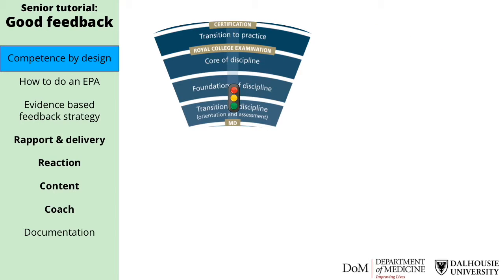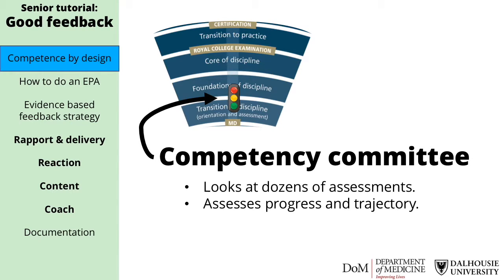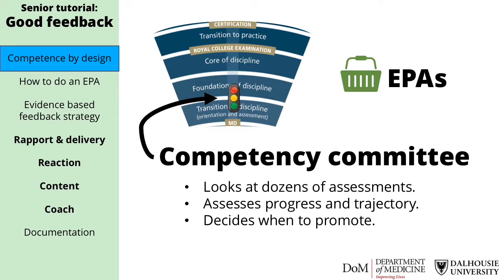So, who decides if residents progress? Well, to decide whether or not you go to the next stage, there's this thing called the Competency Committee. This committee takes each resident, looks at their evaluations, decides how they're doing, what their trajectory is, and when the time comes, promotes them to the next stage. And the main tool that the committee uses to make their assessment is this thing called an EPA, which we're going to talk a little bit more about in the next section.